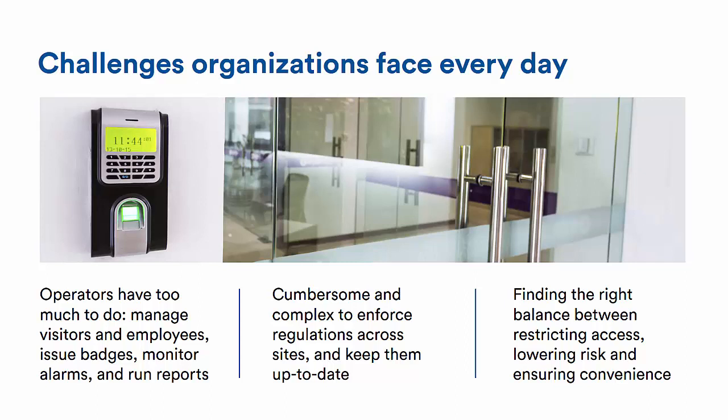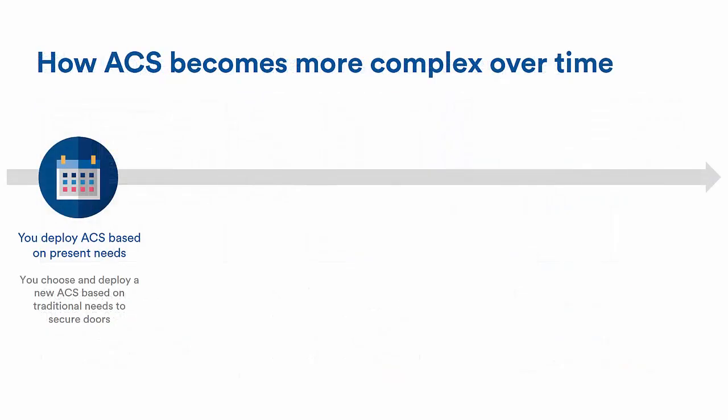It's also cumbersome to enforce security policies across sites and keep them up to date. The manual approach to enforcing policies, like procedures for managing cardholders with lost credentials or procedures for making special access requests, can be frankly challenging to enforce, especially with multiple remote sites. Lastly, finding the right balance between restricting access, lowering risk, and ensuring convenience is a tough balance to strike. At the extreme, everyone has access everywhere because it's more convenient to give all cardholders 24-hour access to all areas. Convenience has always been a compromise to security, and vice versa.